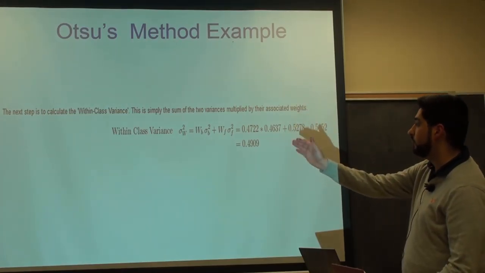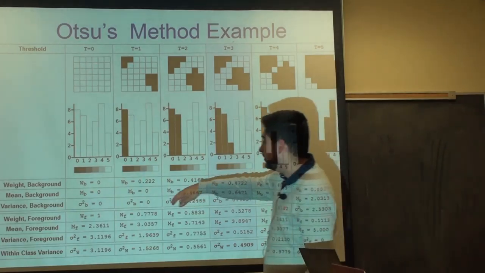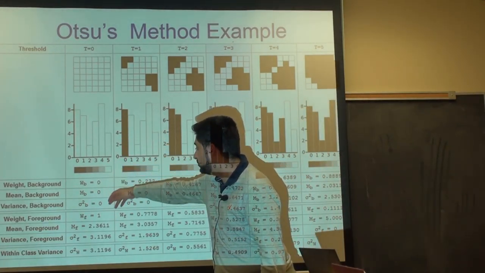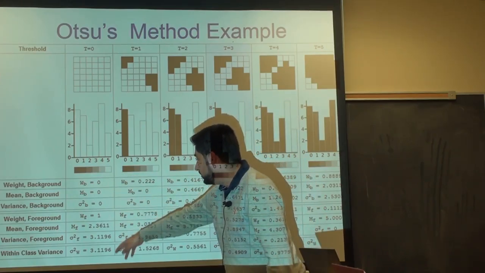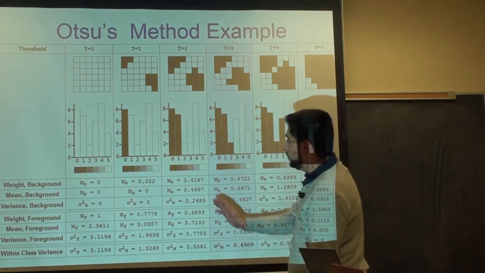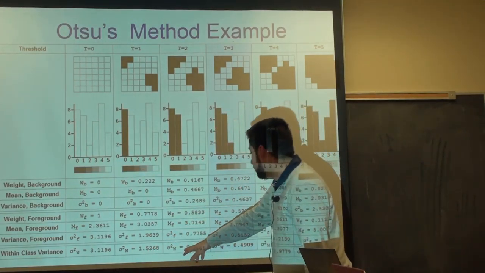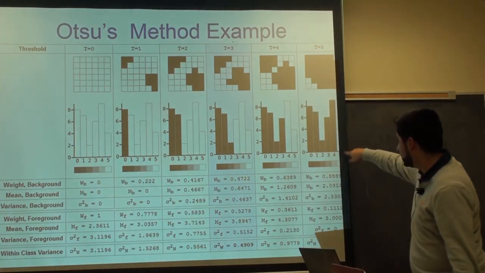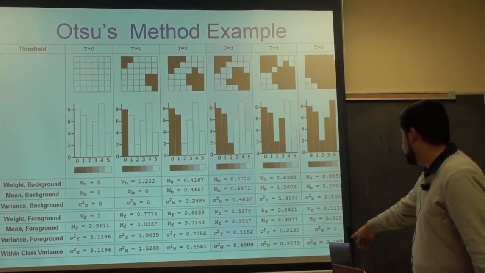We take a different threshold. First threshold, weights 0, 0, 0, then 1 because it's all white. So we get a value of 3.1. We move it one step to 1, we get 1.5. We keep moving it until we hit the 5. We get a value of 2.2.